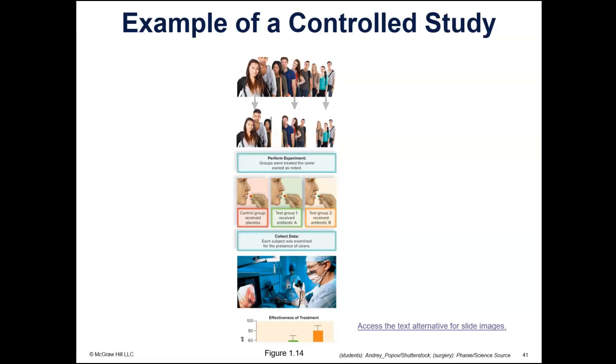An example of a controlled study. These are questions you'll see in your Chapter 1 practice test questions and your Chapter 1 homework. There are questions about this particular experiment where they had 3 groups of people, and each group was either given a placebo, given antibiotic A, that was test group 1, or given antibiotic B, that was test group 2. And they were examined for the presence of ulcers.